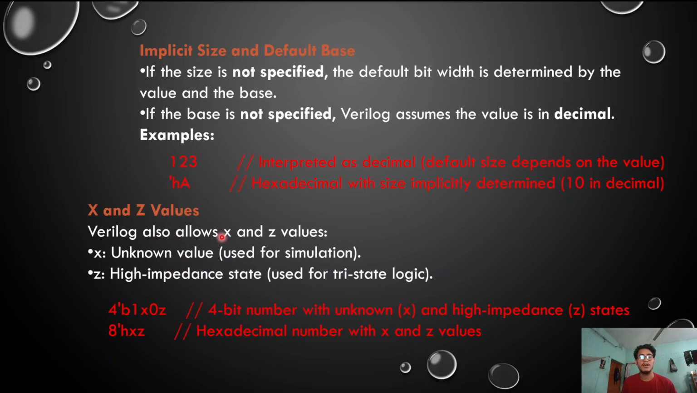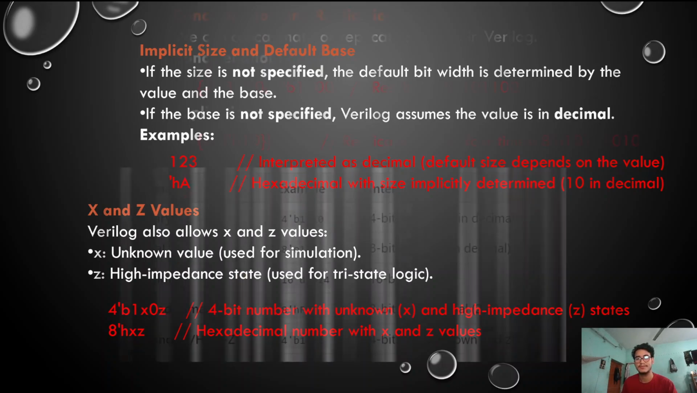Verilog also allows X and Z values. X is used for unknown values, Z is used for high impedance. So if you write 4-bit binary 1x0z, this is also correct. 8-bit xz, this is also correct.